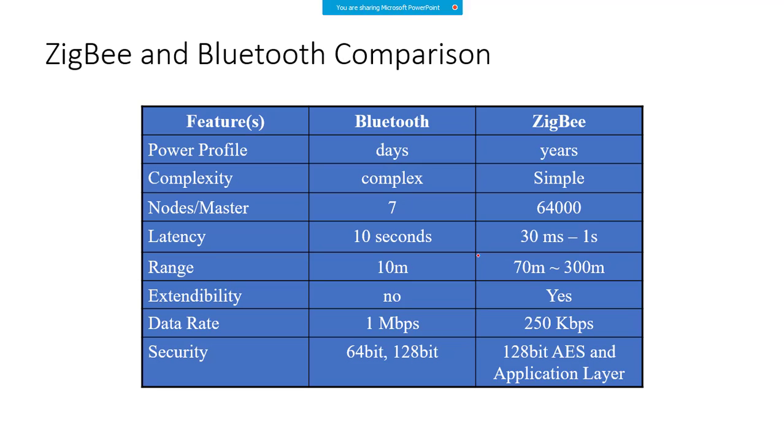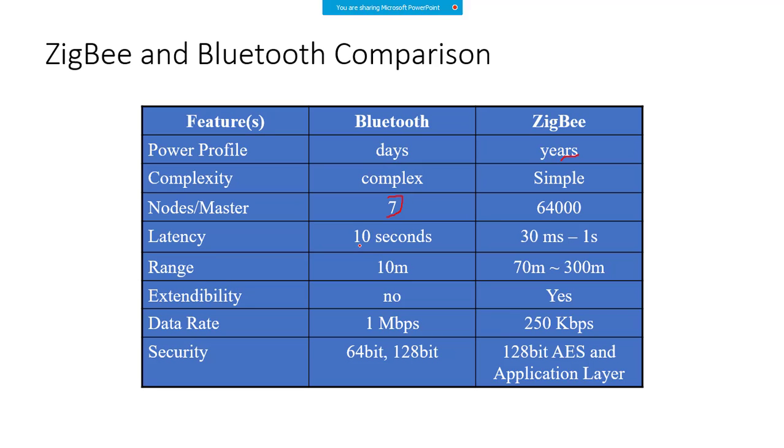So the first one is the power profile. Bluetooth goes for days. For example, if you have a smart fitness belt, it has Bluetooth, right? So it may go for, let's say, 8 days, 9 days. Whereas Zigbee could be in years. Complexity: Bluetooth is a bit complex, while Zigbee is very simple in design. How many nodes do you have other than the master? 7. Here you can have 64K.